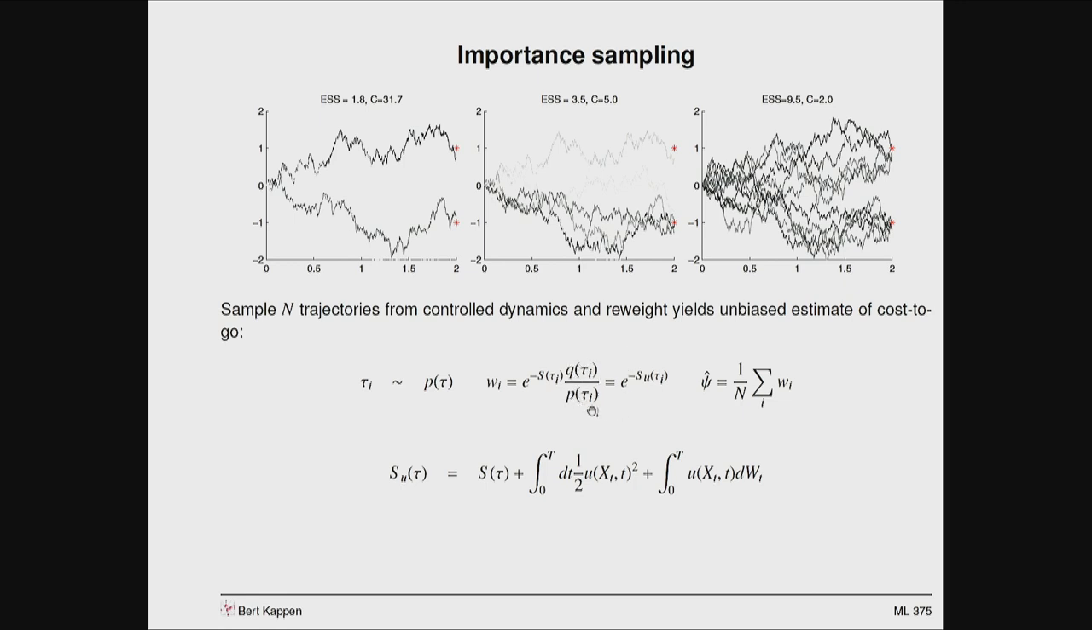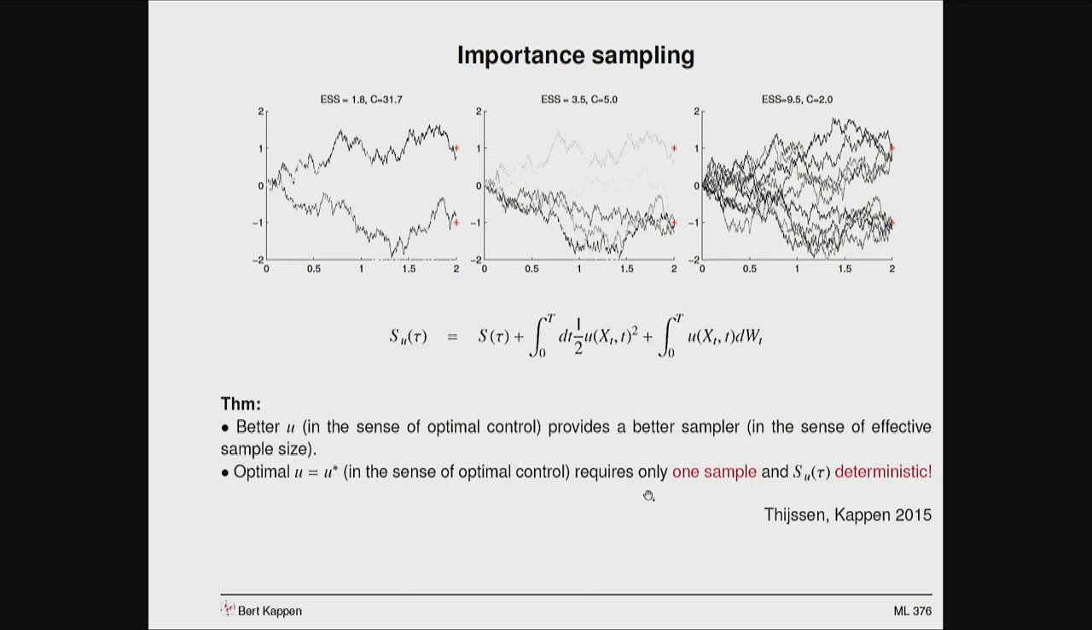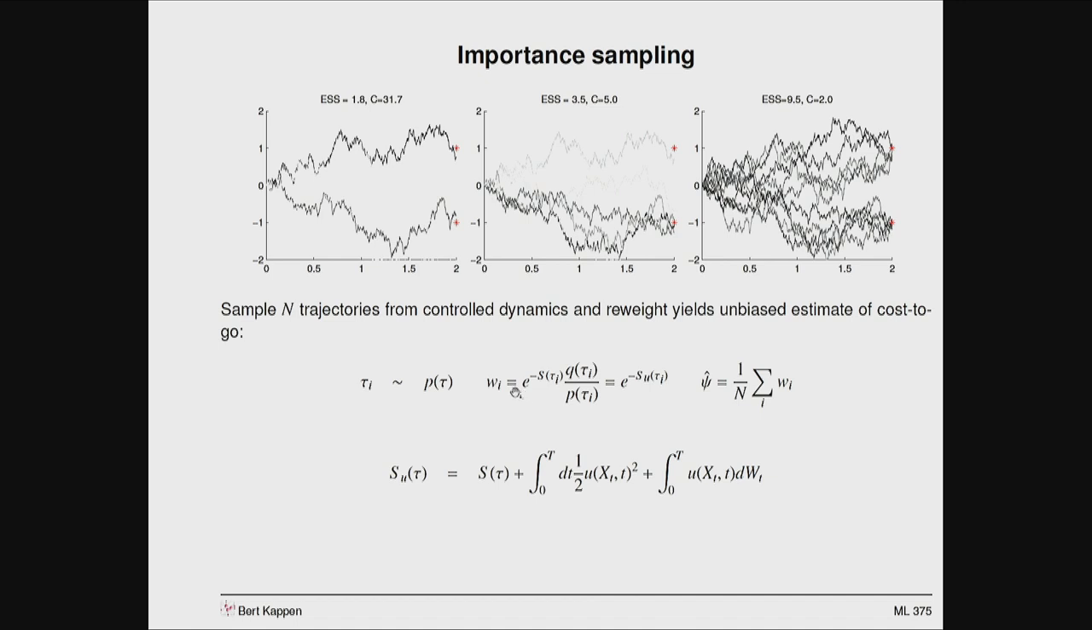Now this ratio can be included into this exponent by changing S to S_U, and if you do that, S_U becomes S plus these two U-dependent terms. And so this is then the general formula for the cost that you use for discounting. If you sample with control 0, you just get the S. But if you sample with a control which is non-zero, you get this additional term here. And now the miracle is that you see that the samples are weighted with e to the minus S_U. And so they are weighted with these terms.